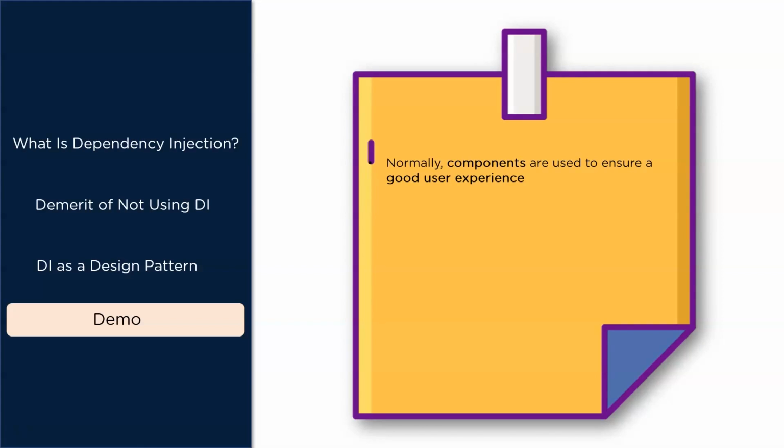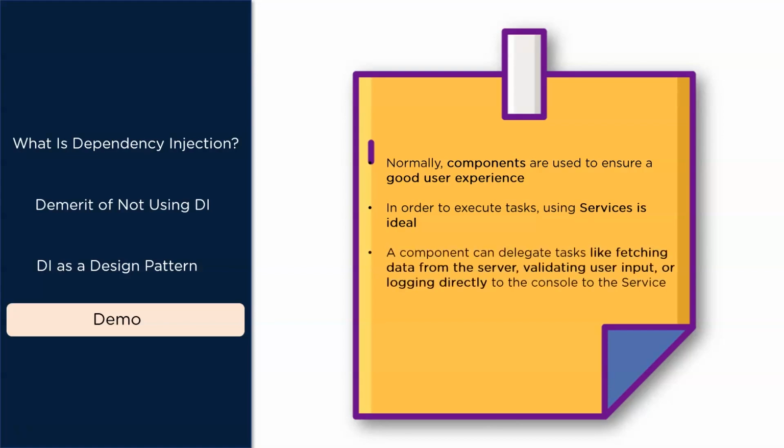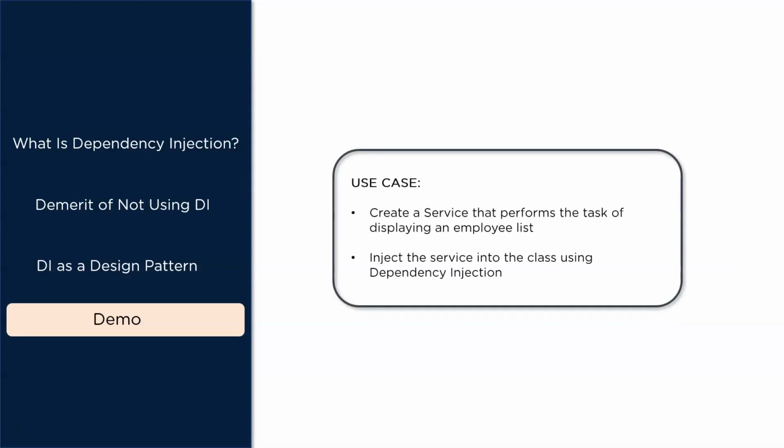So the main thought behind this is normally components are used to ensure just a good user experience. These components do not generally execute tasks. So to execute these tasks, we make use of services. So a component can delegate tasks like fetching data from the server, any network related issues, etc. to a particular service. And these services can be made available to components. With the same thought, what I'm going to be doing is I'll be creating a service that performs the task of displaying an employee list.